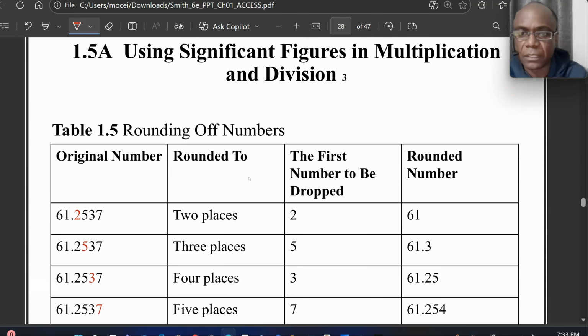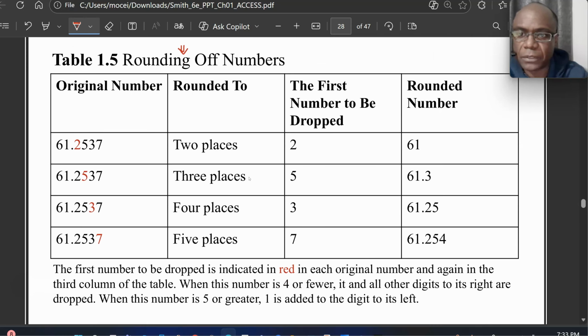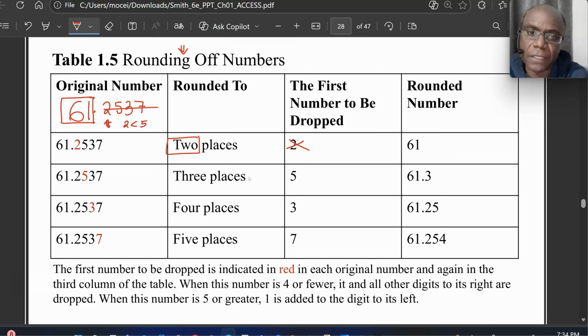Okay, so now to remind you about how we round off numbers, suppose that we have this number 61.2537, and I want to report this to two significant figures. So I know my 6 and 1 are the two significant figures out of these digits. I'll look at the first digit after what I've boxed here. I see that 2 is less than 5, so the 2 and the rest will go away. The first number to be dropped is 2, but we also have to drop the rest. So I'll keep my 61. Okay, that was case A.